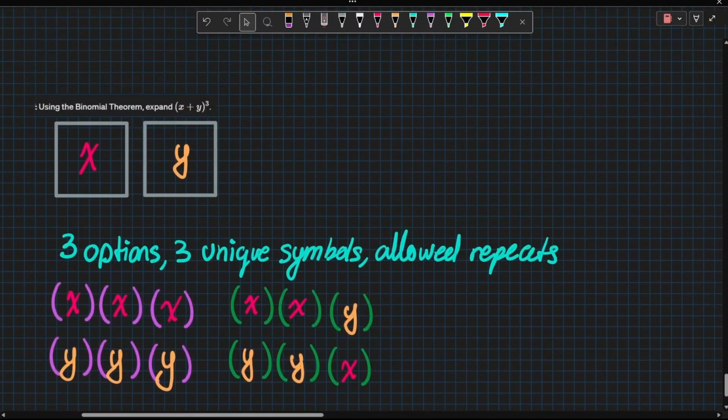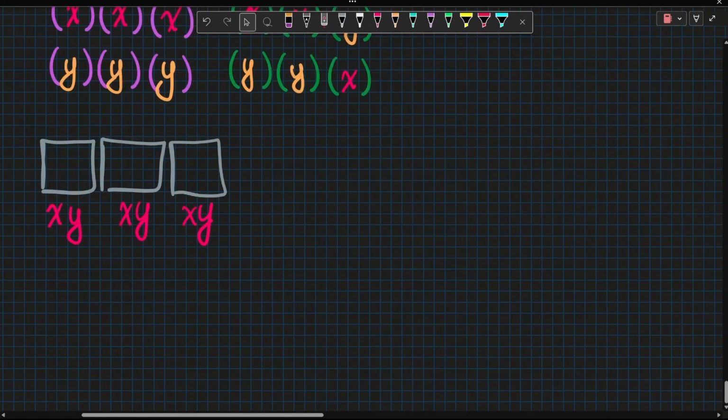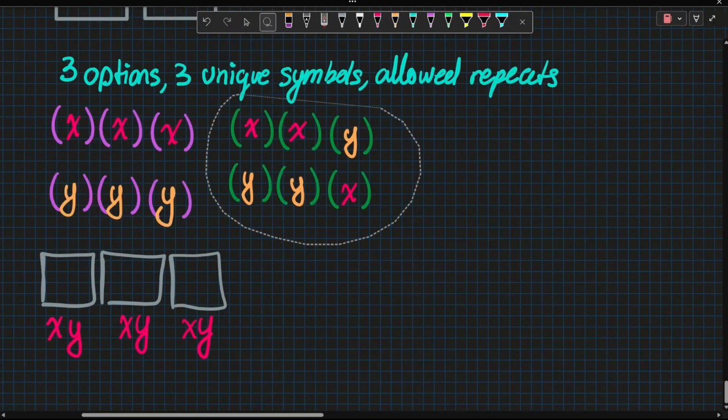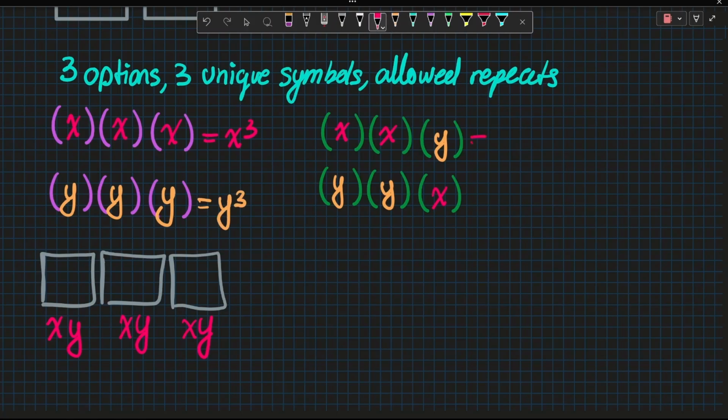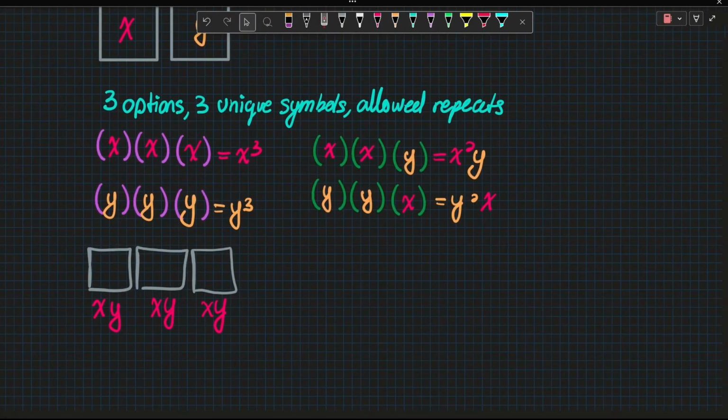So each of these 3 choices we could have made, and it's 3 because we have either an x or y to choose. And in the case of this here, this is the same as x cubed, right? What is y cubed? What is x squared y? Now that we have a conceptual understanding, let's actually get to how we calculate it.